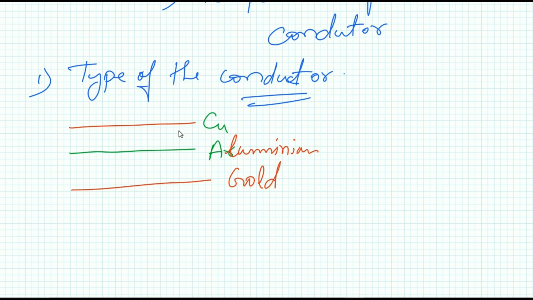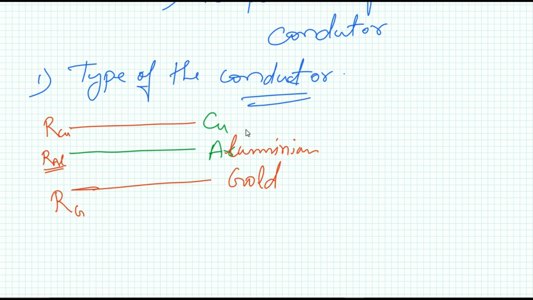So conductors of different materials have different degrees of opposition to the flow of current, or we can say different resistance, right? So the resistance of these three conductors will be different. Therefore the resistance of copper, aluminum and gold are different. Gold is the best conductor among these three, and after gold copper is the better conductor. As gold is very costly, we use copper or aluminum conductors, right?